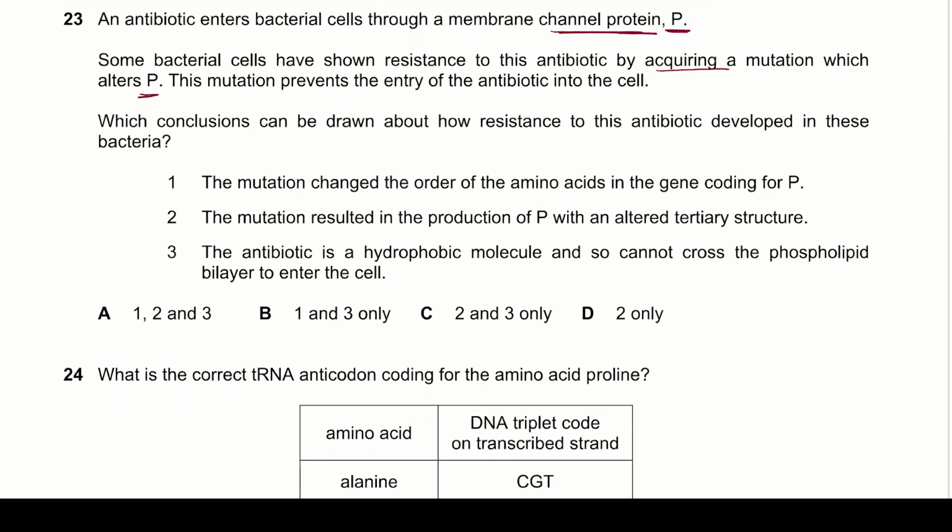Number 1. The mutation changed the order of amino acids in the gene coding for P. This is incorrect because a mutation does not change the order of amino acids in the gene. It changes the bases in the gene, not the amino acids, so this is incorrect. And by the way, they are changed by either substitution, deletion, or insertion. Let me write them down. Substitution, deletion, insertion.